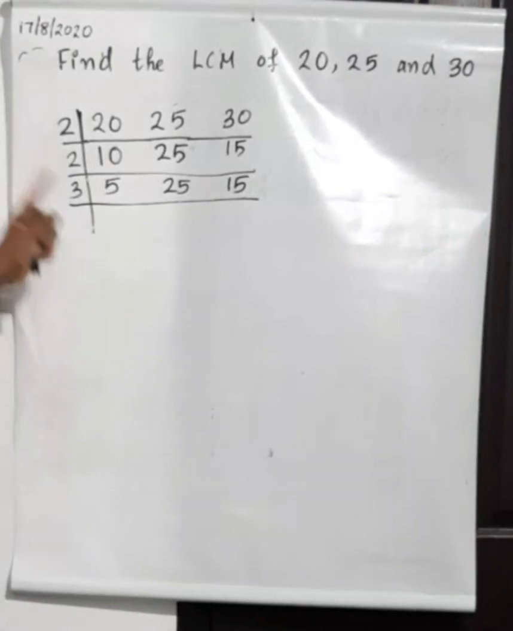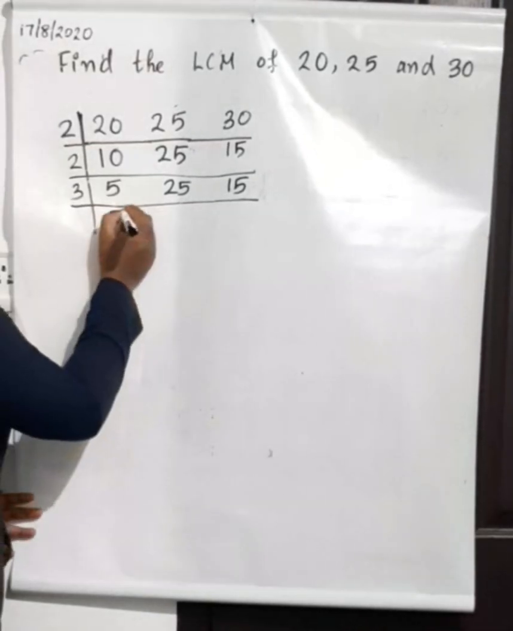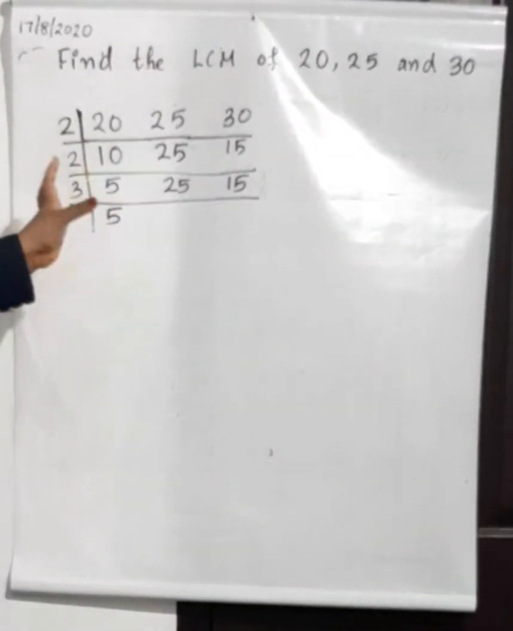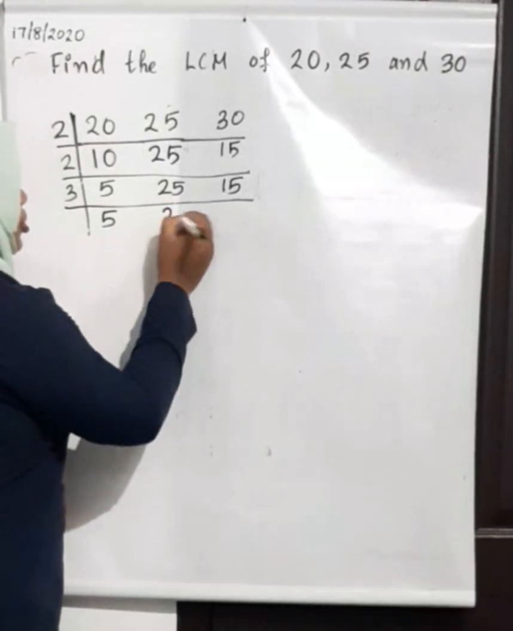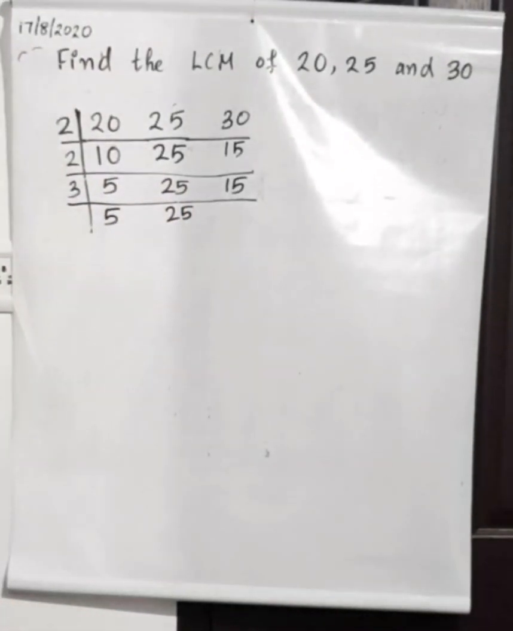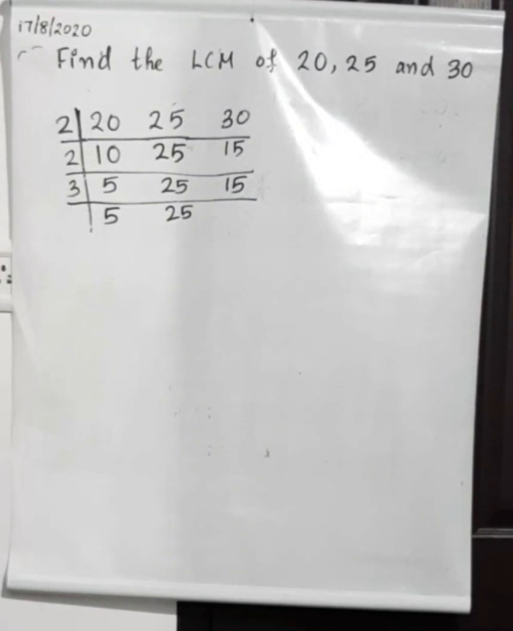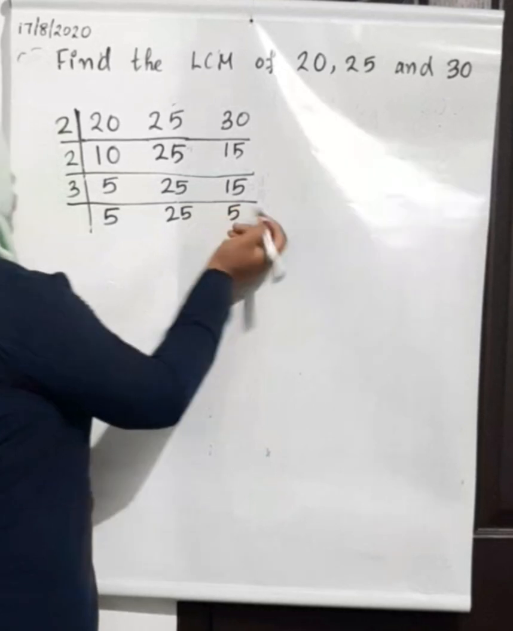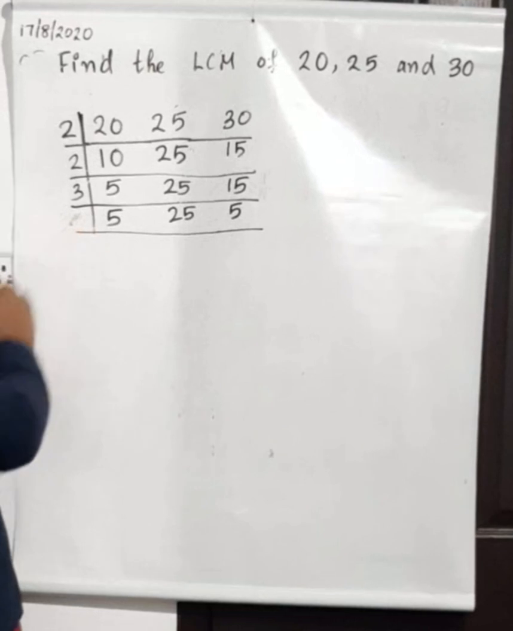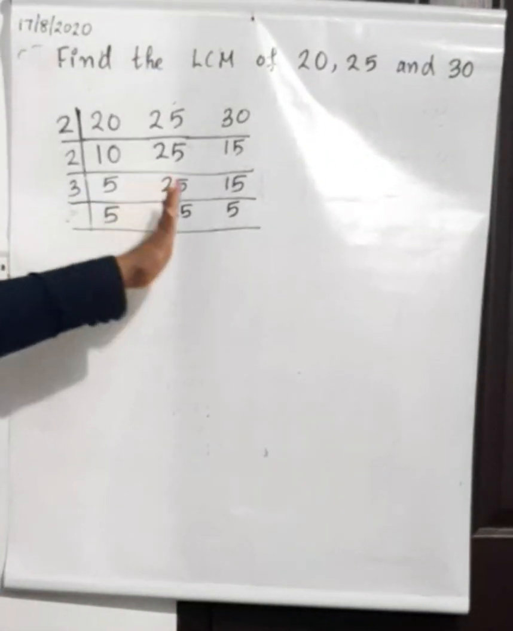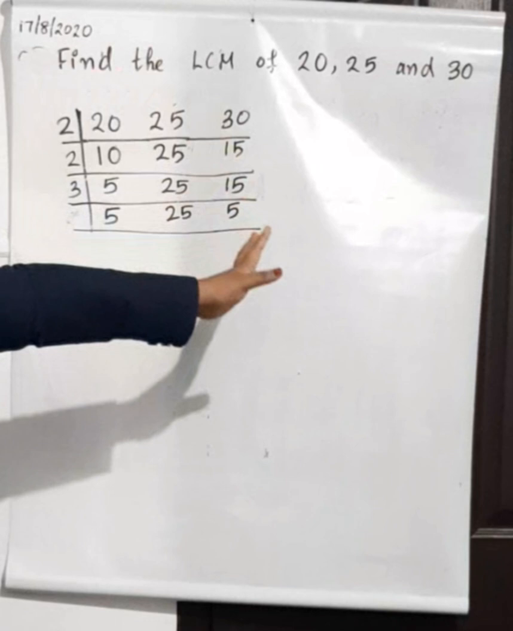Is 5 divisible by 3? No. So leave 5 like this. Write the 5 as the same. Then what about 25? Is 25 divisible by 3? No. So you should leave 25 also as the same. Then what about 15? Is 15 divisible by 3? Yes. How many 3's will be there? 5 into 3 will be equal to 15. Then here we have got 5, 25 and 5. Is there any multiple of 3?